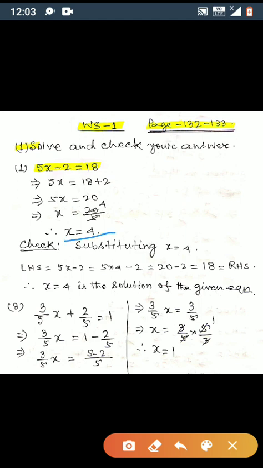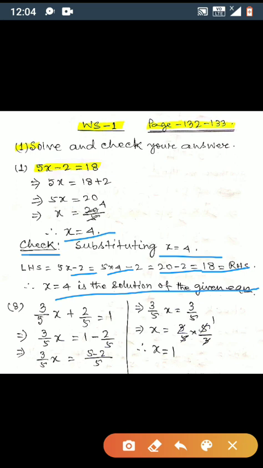Now divide both sides, LHS and RHS, by 5. You will get x = 20 by 5. That is 5 fours are 20. Therefore x = 4. Now check. Substituting x = 4, LHS = 5x − 2. So in place of x write 4. So it can be written as 5 into 4 − 2 = 20 − 2 = 18. That is the RHS. Therefore x = 4 is the solution of the given equation.